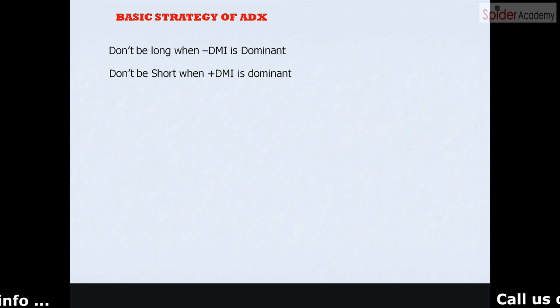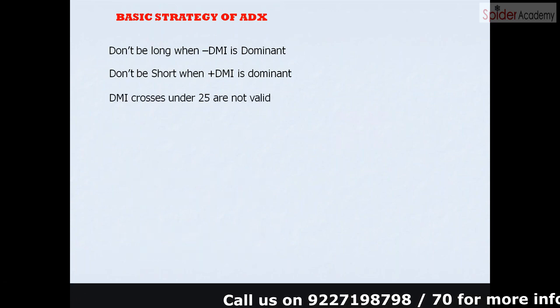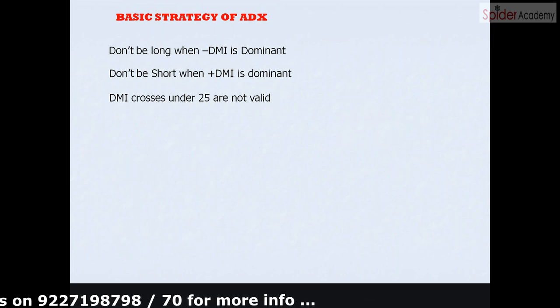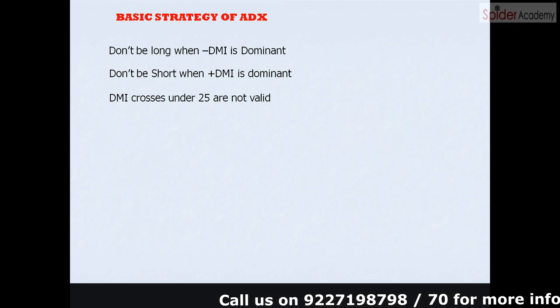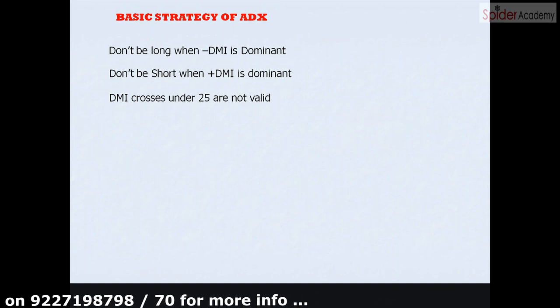DMI crosses below 25 are not valid. So red line green को क्रॉस करे या green red को क्रॉस करे, it will be valid only if it is above 25. हमारे लिए ADX में below 25 का कोई वैल्यू नहीं है. So कोई भी बाय सिग्नल सेल सिग्नल कुछ भी आता है वो above 25 होगा तो ही उसको वैलिड गिनेंगे.